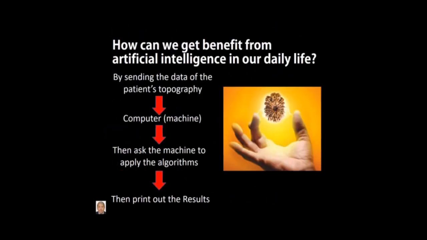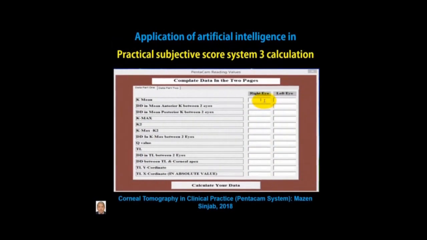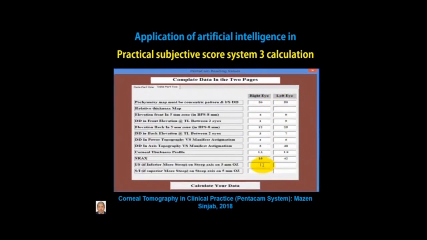How can we benefit from artificial intelligence in our daily life? We can do that by sending the data of the patient's topography to a computer machine, then asking the machine to apply the algorithms, then print out the results. Application of artificial intelligence in the interpretation of the Pentacam Subjective Score System 3 (PS3) of corneal topography, instead of manual interpretation: with the PS3 calculator, all we can do is enter the topography data for the right and left eyes into the PS3 calculator, as shown in the video.